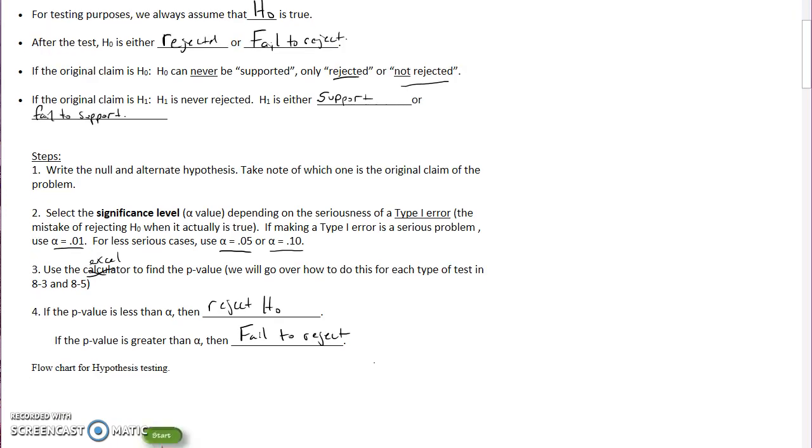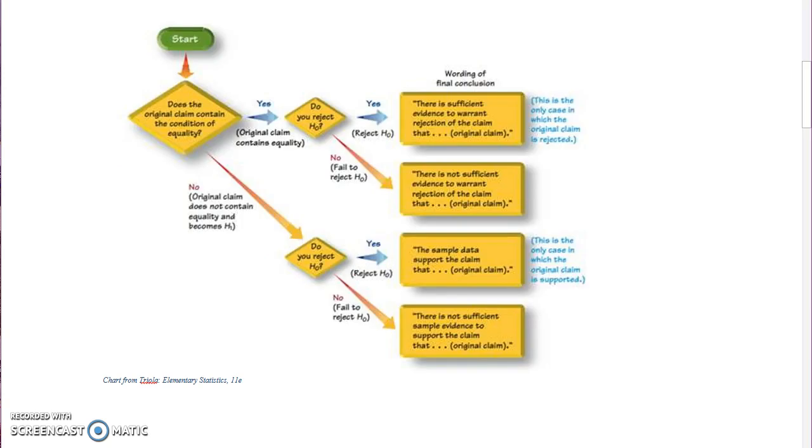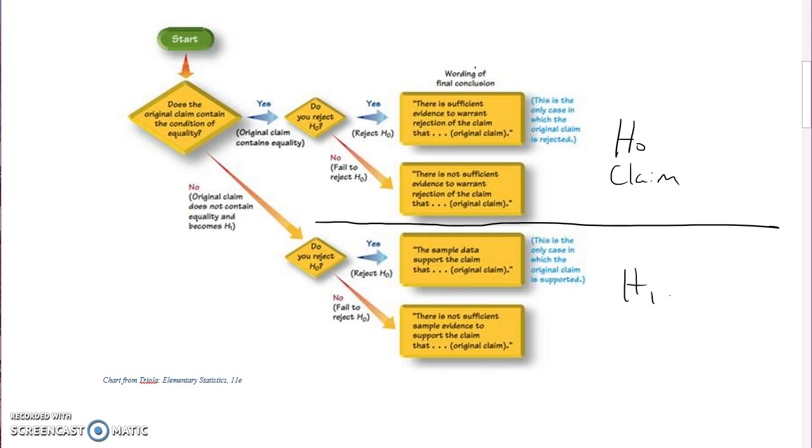Now, here's a nice flow chart that I feel does a pretty nice job of illustrating this. So, actually, I'm going to go ahead and make this a little bit bigger. This chart breaks down into two sections. We will work with the top section if H0 is our claim. So we work up here if H0 is the claim. We work down here if H1 is the claim.